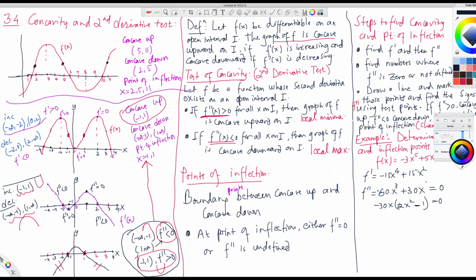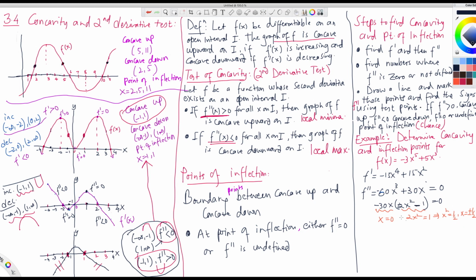So how do I solve this one? Set that equal to 0. If you set this equal to 0, you will get x equals 0. And if you set that equal to 0, you will get 2x squared equals 1, right? And this implies x squared equals 1/2. So what is x? x will be plus or minus the square root of 1/2, right?